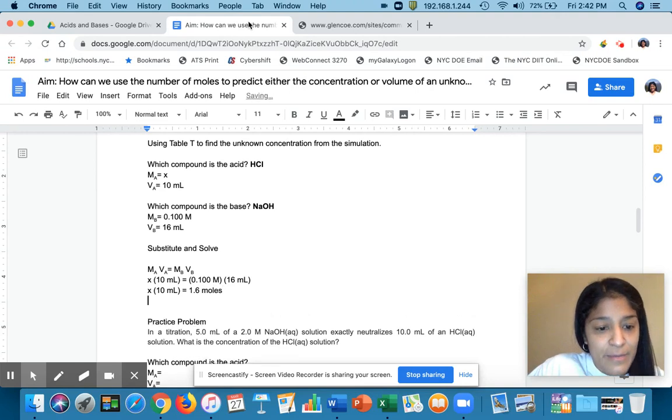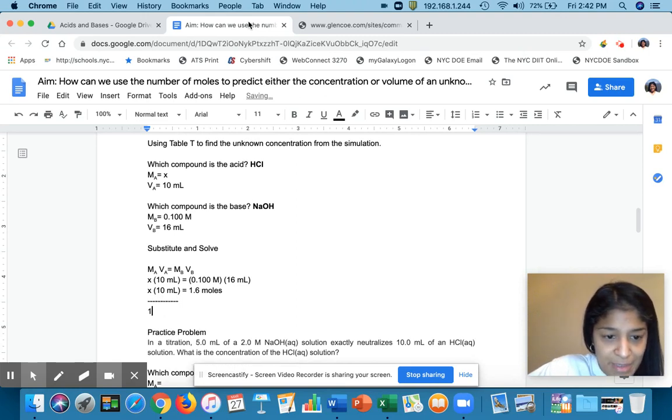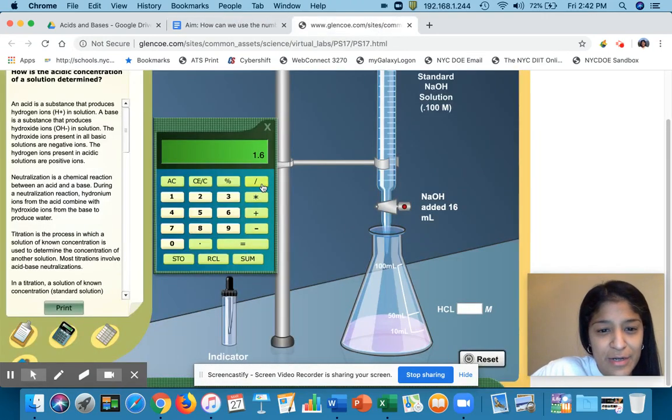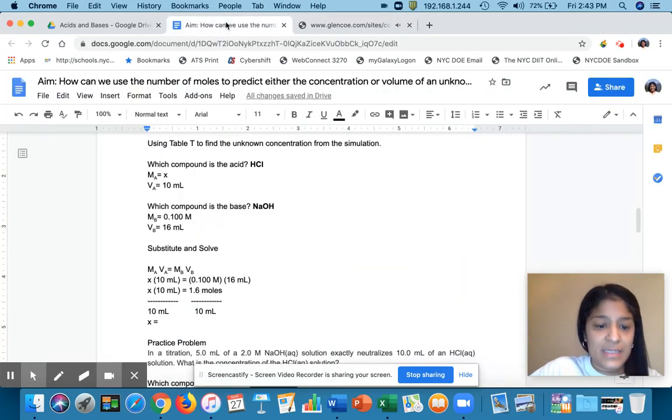And then we have to divide both sides by 10 ml. And I'm going to get X is equal to, and we already have 1.6 here, divided by 10 ml is going to be 0.16.